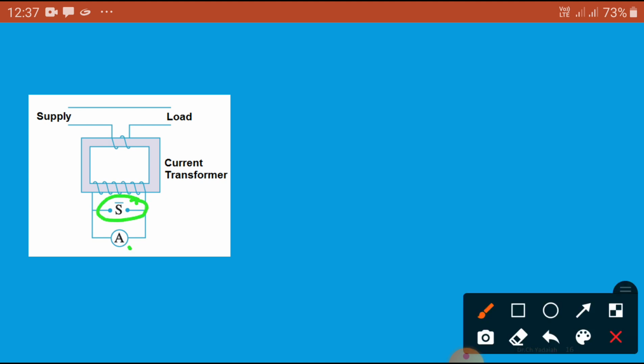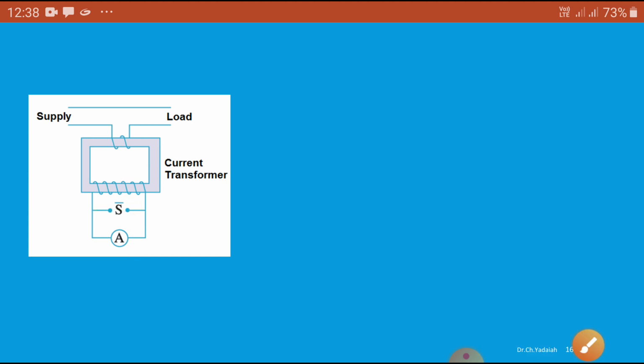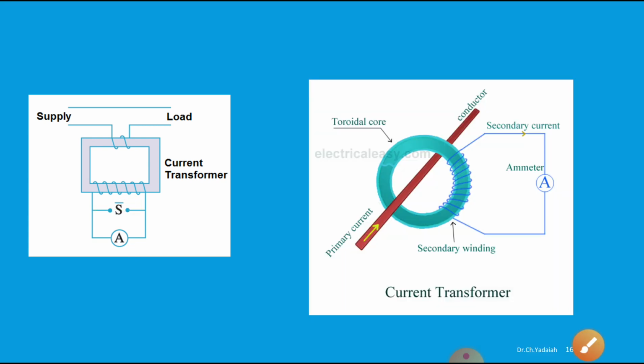If you want to take the ammeter out for maintenance purposes, at that time you have to short this secondary. Why? Otherwise you may get an electrical shock. Why? We will see later. Now you can see this is rectangular, and sometimes we can use a toroid also. So with the toroid, you can see the same thing.